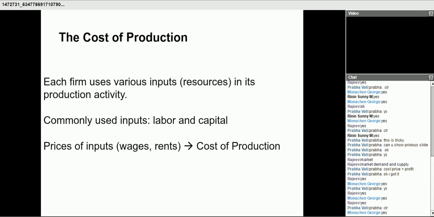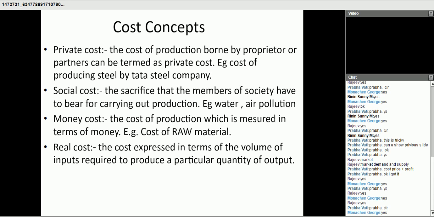Okay, now we come to the cost. Cost means the cost of production. For every factor there is a cost of production. For labor the cost is wages, and for capital it is rent or interest. Now let's see the different types of cost. Private cost. What is that? It is the cost of production borne by the proprietor or partners.